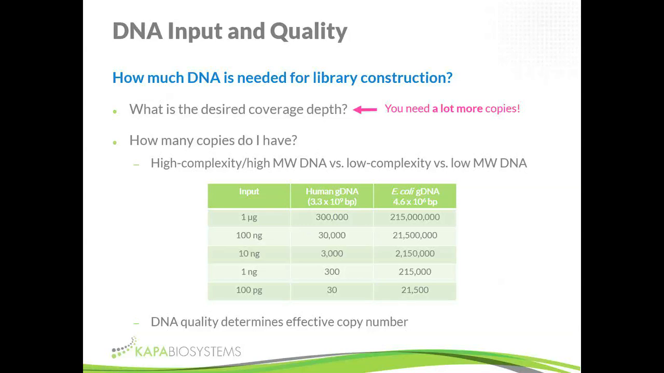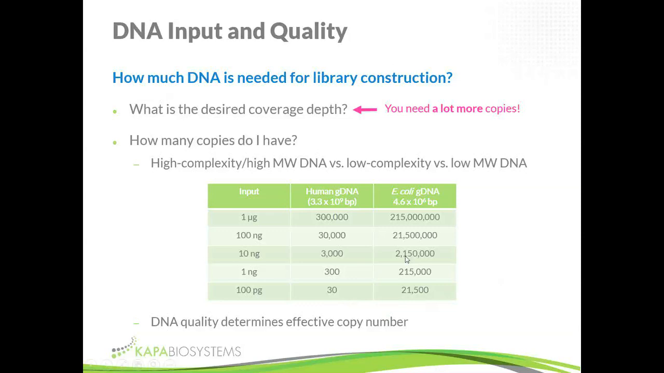And I don't have time to go into this in detail, but Kapa has a qPCR-based kit. It's called the Kapa Human Genomic DNA Quantification and QC Kit. This is only for human genomic DNA, but it allows us to quantify very dilute solutions of human genomic DNA by qPCR, and also gives us some information on the quality of the DNA, upon which we can make these decisions about the amount of input that's required for successful library construction.